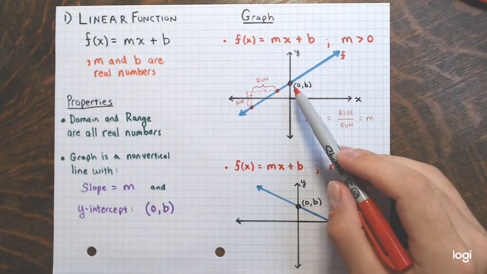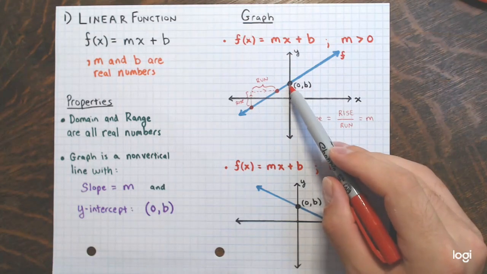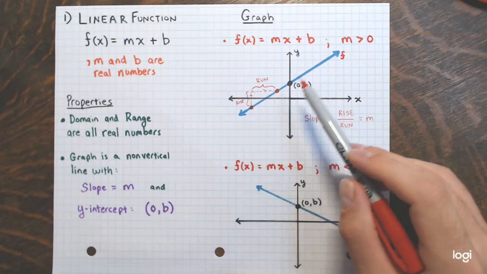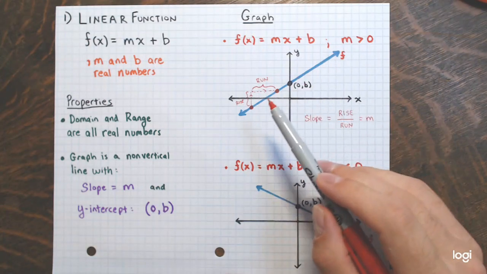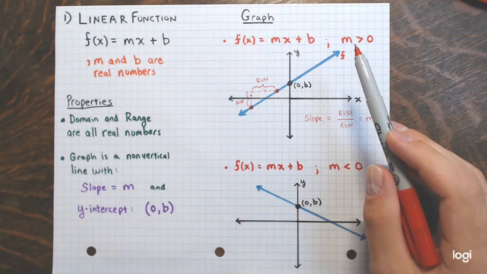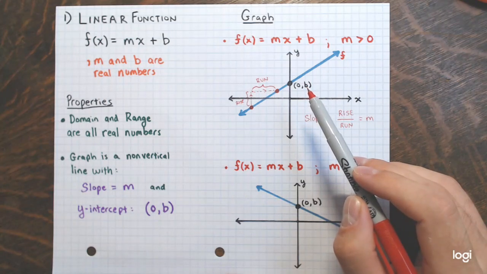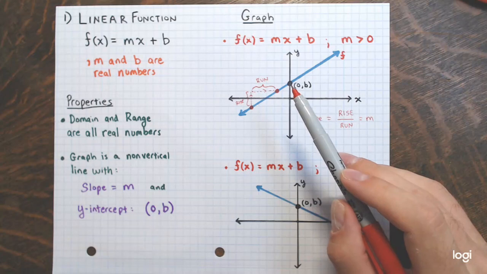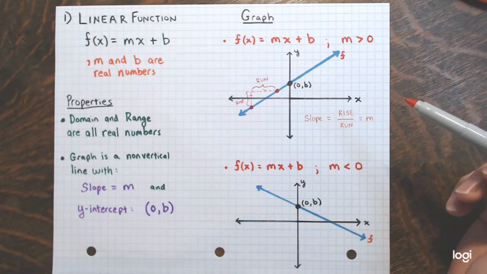And notice that I have the point 0 comma b here. So this is b. I know it looks like 2 units, but it really could be anywhere. If the line's going up like this, up to the right, it has a positive slope, and b is simply the y coordinate of the y-intercept, the place on the y-axis where the graph will cross the y-axis.